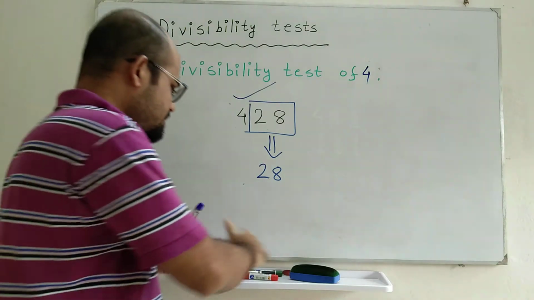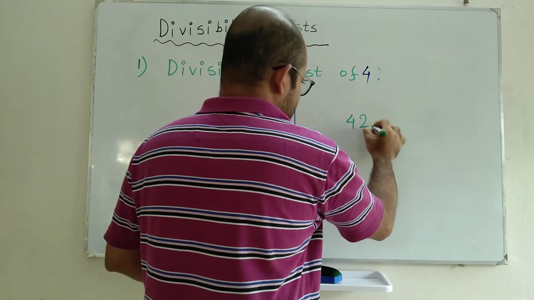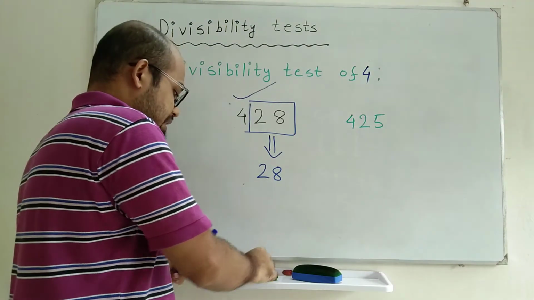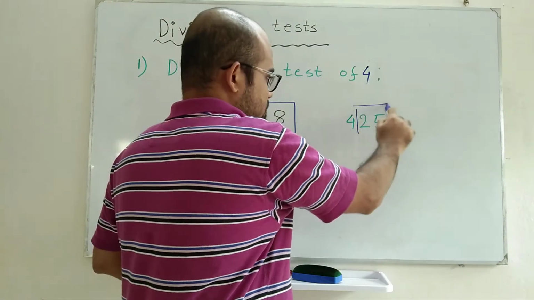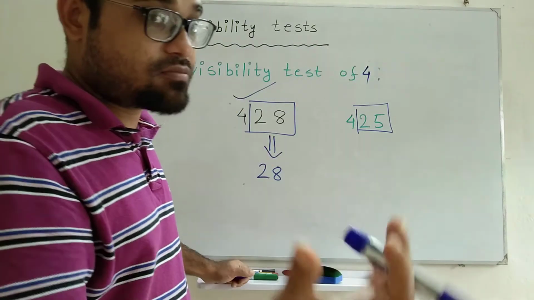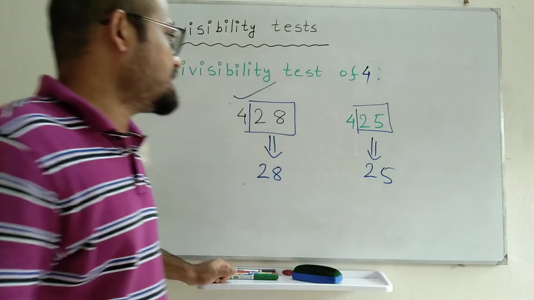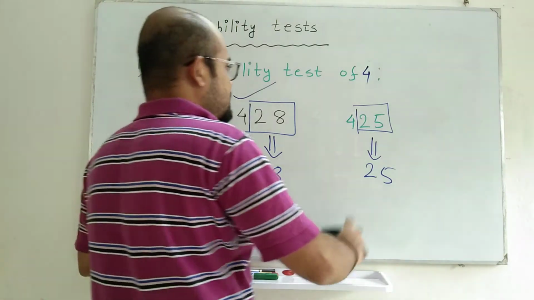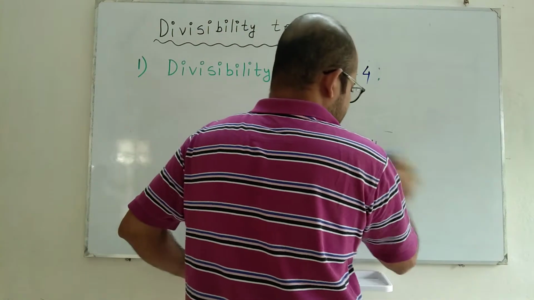What about another example? Let's see a number which is actually not divisible by 4. 425. As a first step in the test, we'll have to pick up the units and the tens place. If we pick up the units and the tens place, what number is formed? The number so formed is 25. And is 25 divisible by 4? Obviously not.